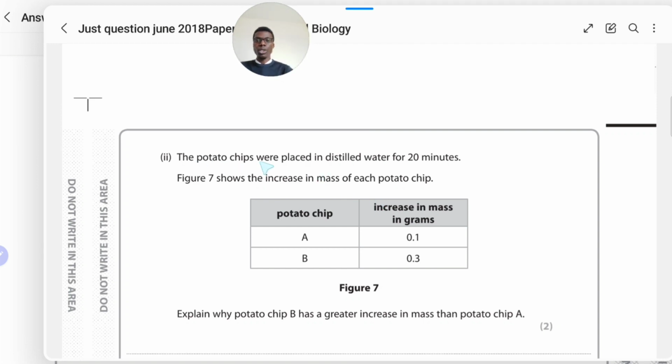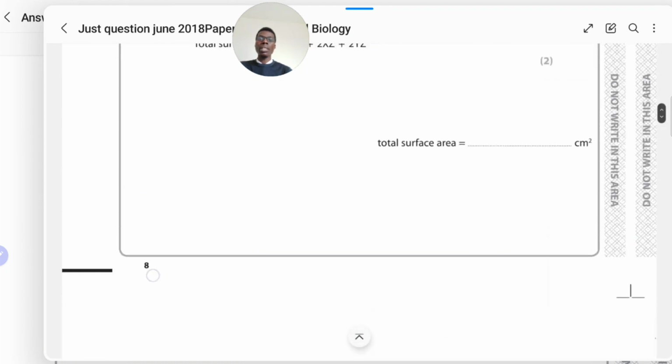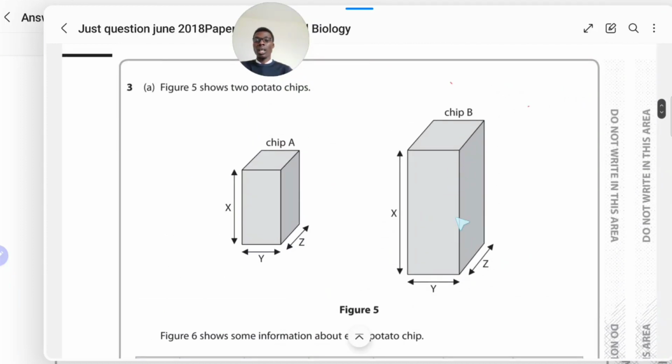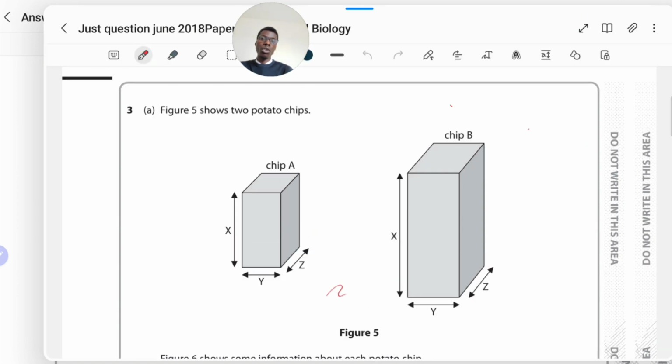So potato chips were placed in distilled water for 20 minutes. Then figure 7 shows the increase. So apparently, it means that this one sucked in water, because according to osmosis, it is the movement of water from area of low concentration to area of high concentration, basically.